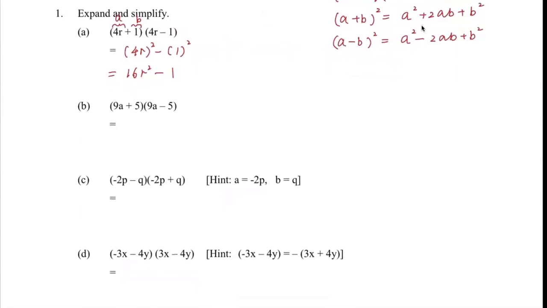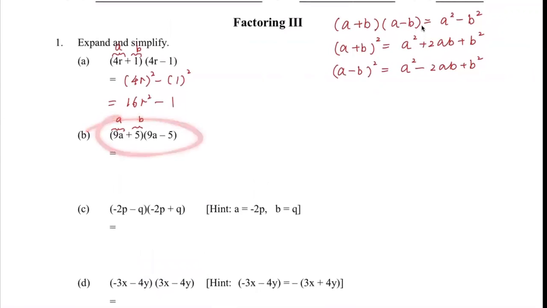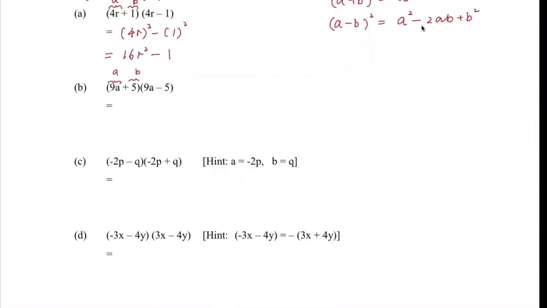B, 9a plus 5 times 9a minus 5. Again, if we see 9a as A, 5 as B, then this question is also of the form A plus B times A minus B. So the answer is 9a squared minus 5 squared, which is 81a squared minus 25.